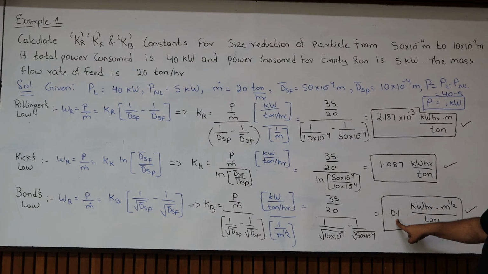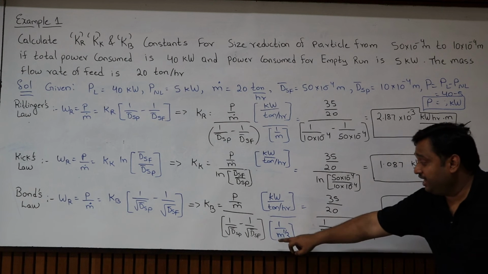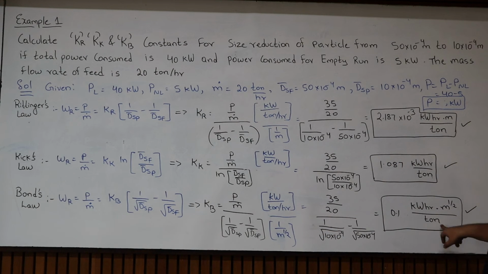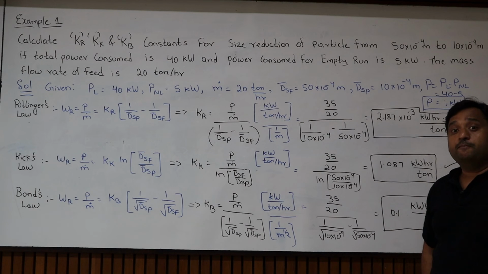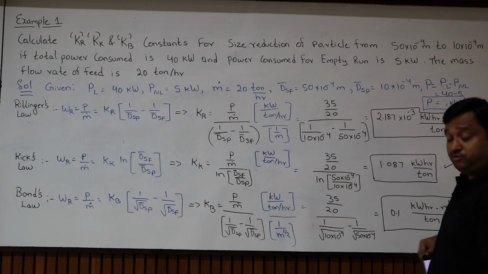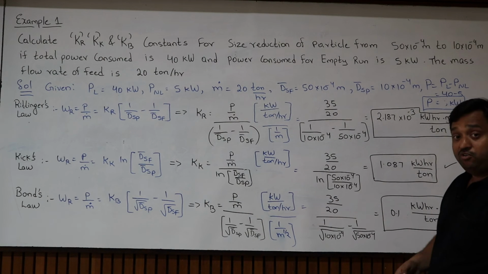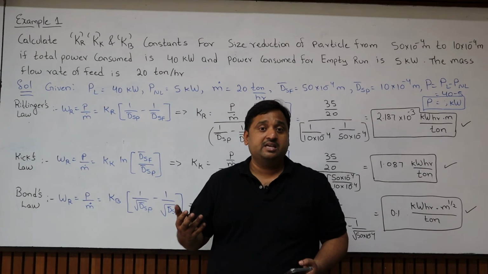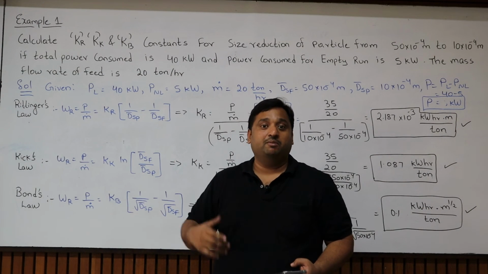What is the unit here of the Bond's constant? It is kilowatt hour into meter power 1 by 2, because it is a square root of the diameter, divided by ton. This is the Bond's constant. This is how you have to apply the formulas to find the Bond's constant. Now let us go ahead and calculate the work index of the material.